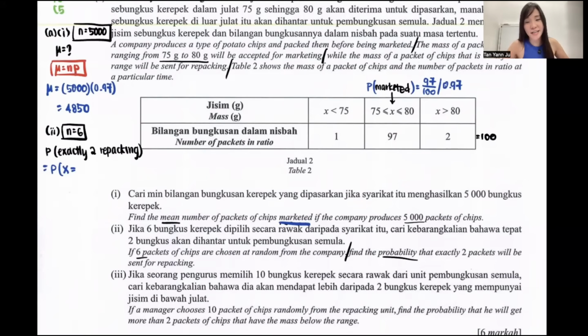Because exactly means equal. If they say more than, it's bigger than. If they say lesser than, it's smaller. If they say at least, it's bigger and equal, right? But they say exactly, so it's equal to 2. Okay, now how do we do it?